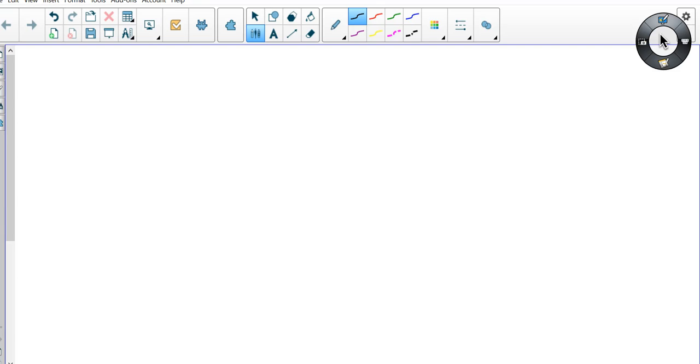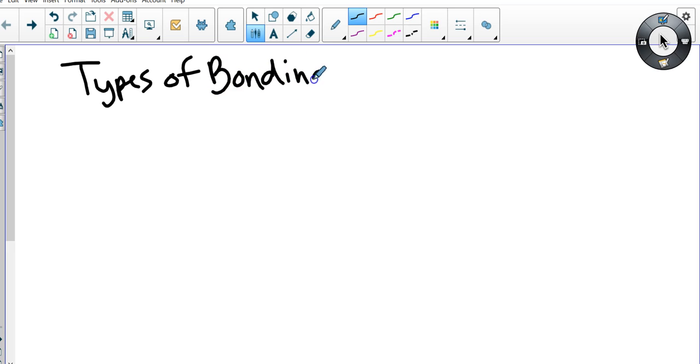Today was to get you introduced to the three types of bonds, which I just did. I could have made you do a worksheet or just tell you, but it wouldn't have made as much sense. So even if you didn't get it completely, I'm about to explain it again, and you're going to write it down. Types of bonding, three kinds. And electronegativity.